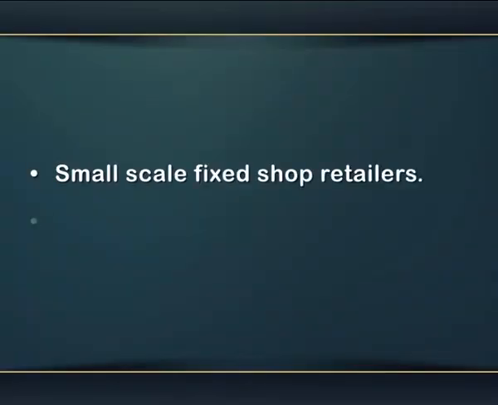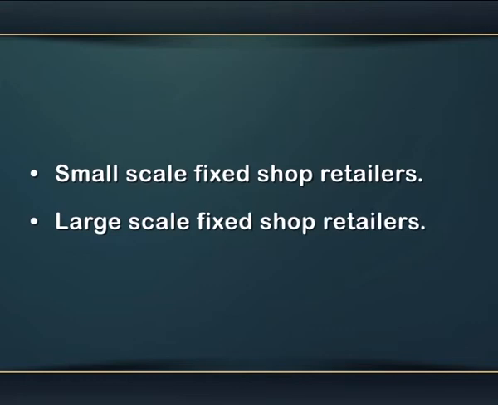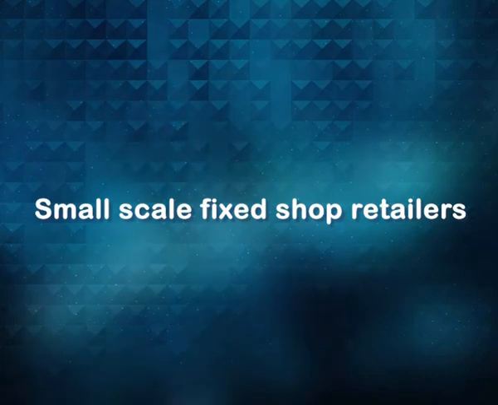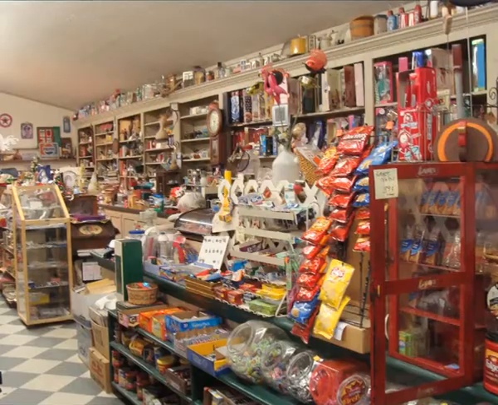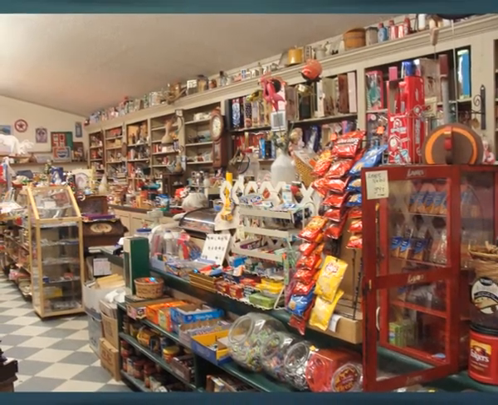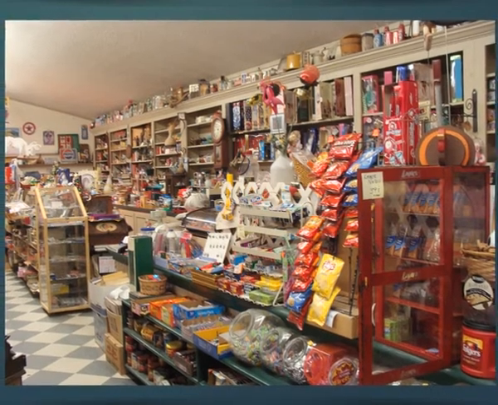They can be classified into two categories: small-scale fixed shop retailers and large-scale fixed shop retailers. Let us now discuss in detail the two types of fixed shop retailers. These type of businesses are often called independent retailing because they are independently owned. They are easy to set up. They are also known as unit stores. A small-scale retail shop may be a general shop dealing with wide variety of goods or specializing in a particular line of merchandise, or may be a single line store mainly dealing with one kind of merchandise.